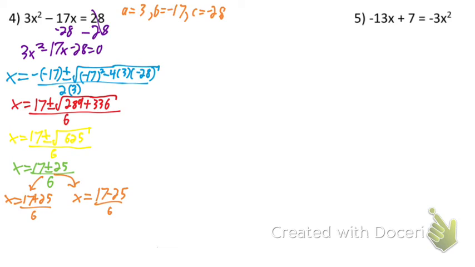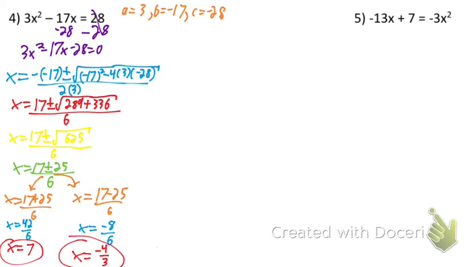17 plus 25 would give us 42. And what's 42 divided by 6? 7. That's one of our answers. 17 minus 25 gives us negative 8 over 6. Does that reduce? Yeah. Negative 4 over 3. And that's our other answer. Questions on that?